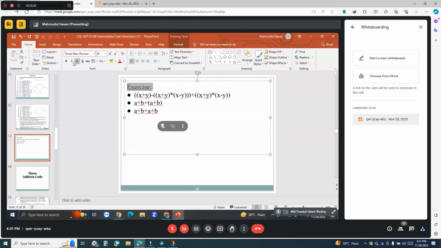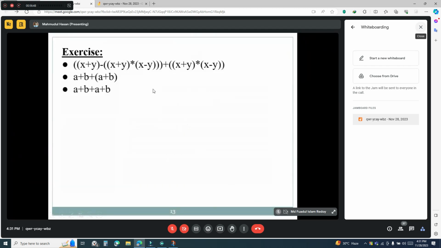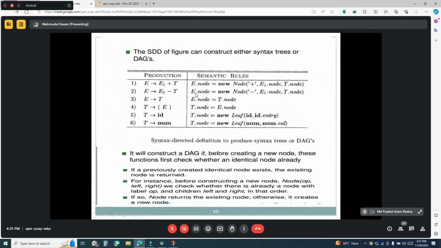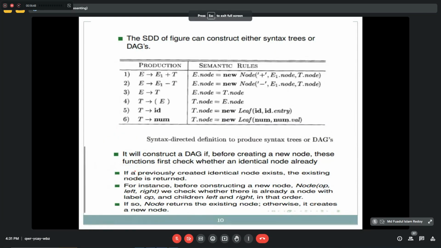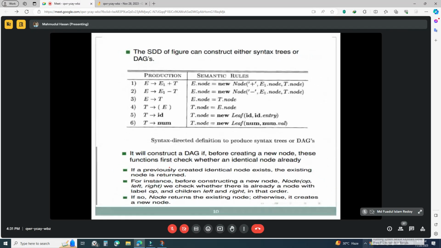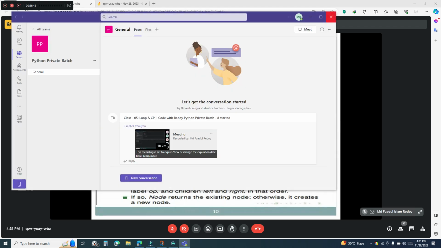Got it? Everyone? Yes, sir. So try to practice at home. Just a minute. So done. If you have any question regarding DAG, that means directed acyclic graph, please ask. No question? Okay, then I can proceed.